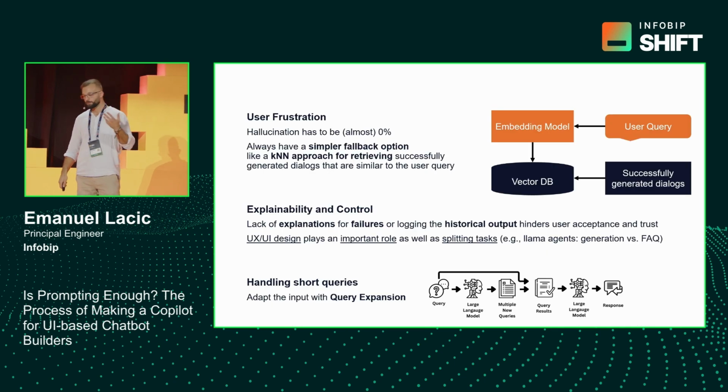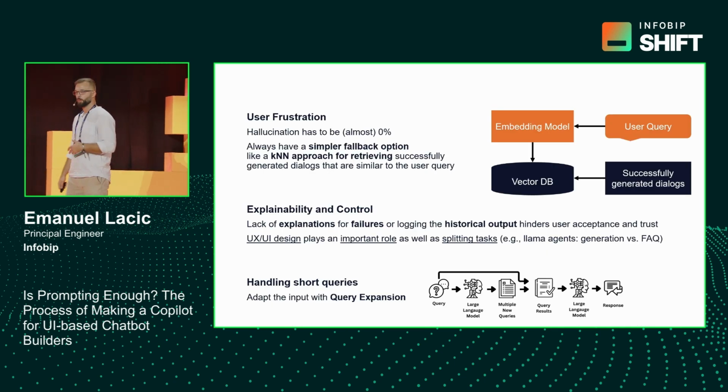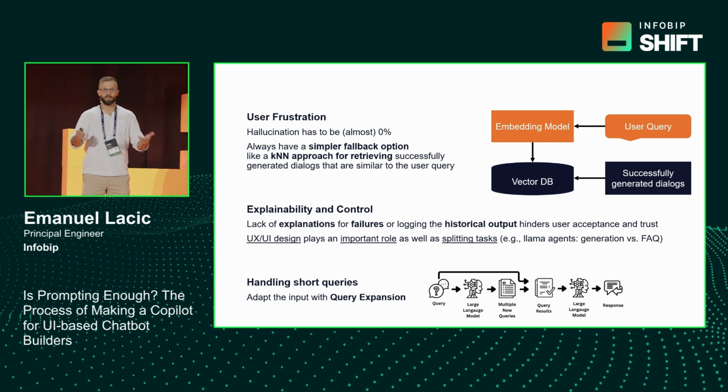Okay, and the last thing for this talk, because I said this is a lessons learned. What we saw is that user frustration is something you really need to tackle when you're providing such Copilot functionality. So the hallucination is, I would say, the most important part. It has to be almost zero. You shouldn't have any errors. You should always produce something that is somehow meaningful.